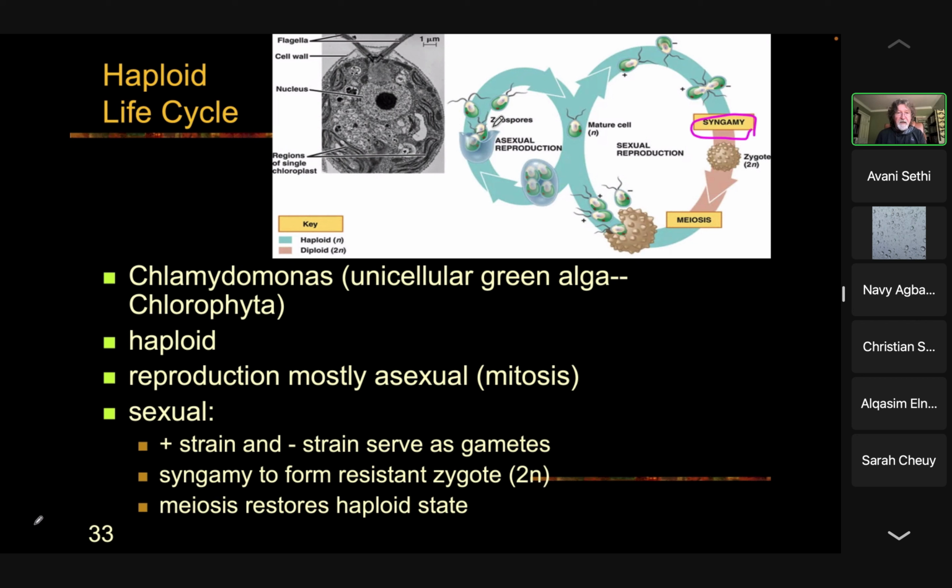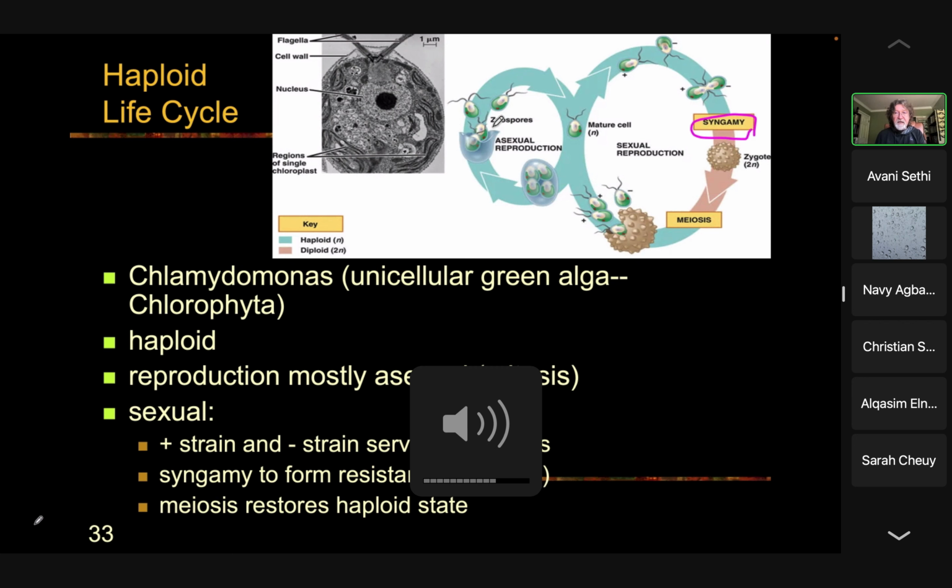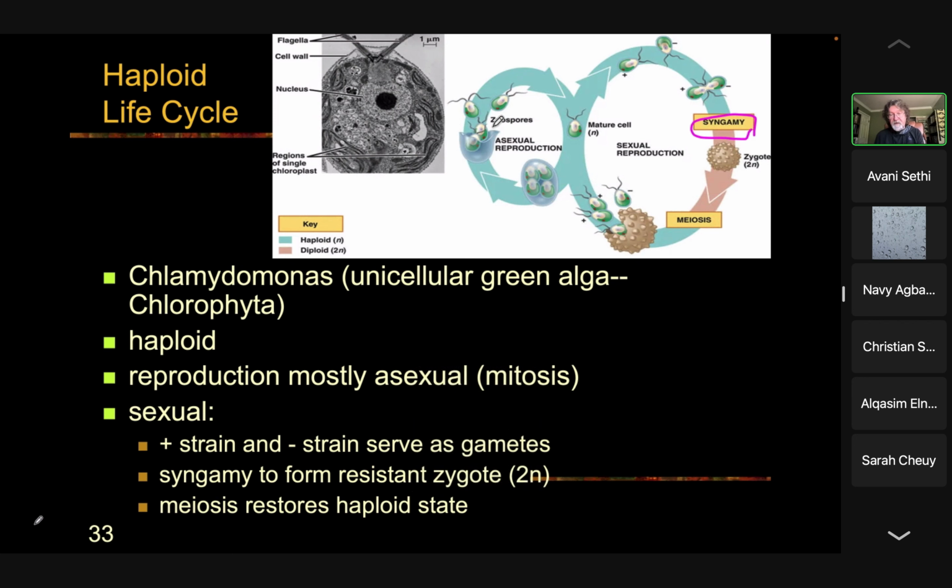In this genus, Chlamydomonas is a genus, and there are several different species in it, usually the zygote in sexual reproduction, forming a zygote, is usually when harsh conditions set in, when either the pond or puddle is drying out or it's becoming too cold. And they will overwinter this way.